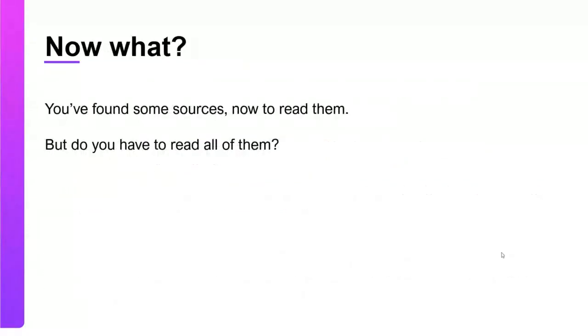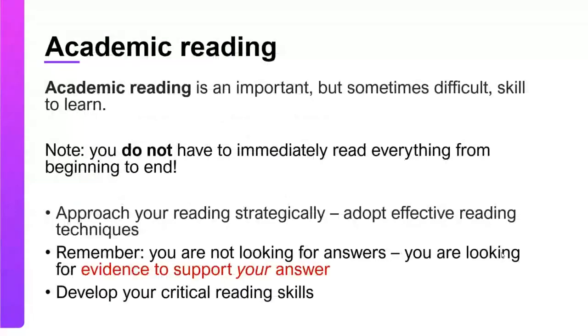Okay, now what? We've found some sources, now we've got to read them all. But do we? Short answer, no. So academic reading is a part of uni, it's a part of being a student. It can be difficult. You're going to read a lot of articles that use a lot of jargon, and it's just a skill. Unfortunately, it's all just practice. But you do not have to read everything from beginning to end. And we can talk about some strategies that will help with that.